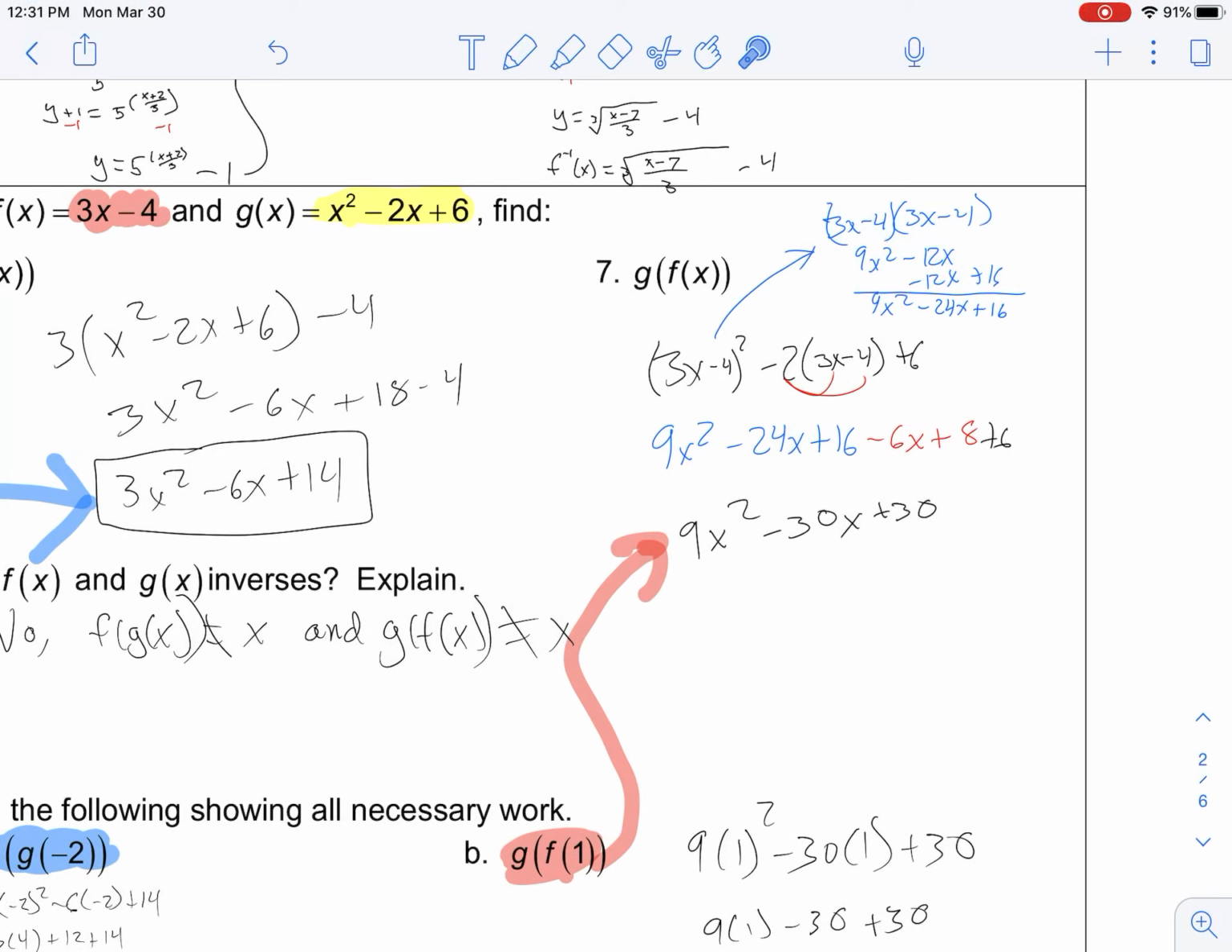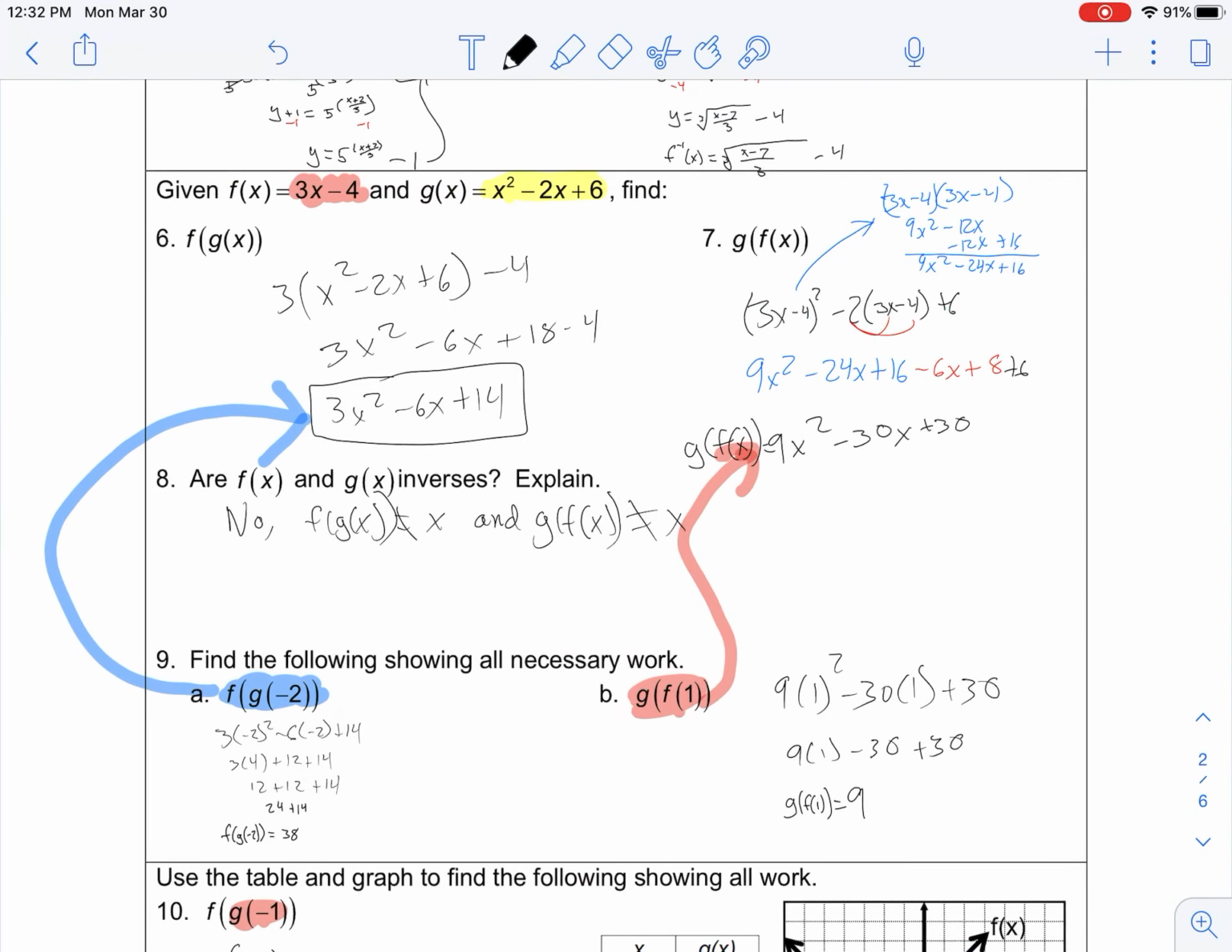I like to use FOIL. You can do the box or whatever. So once I have that, that was what I got here in blue. In red was when I took negative 2 and distributed it. So negative 2 times 3x, negative 6x, negative 2 times negative 4, positive 8, and then plus 6. This guy's just hanging out. We combine like terms so that g of f of x equals 9x squared minus 30x plus 30.